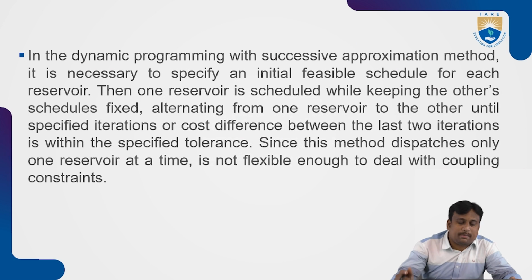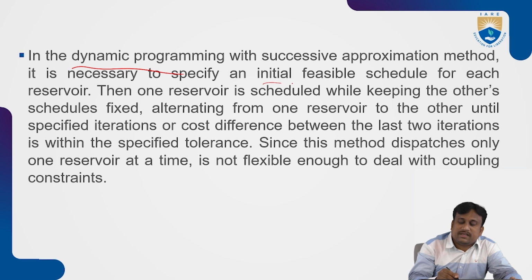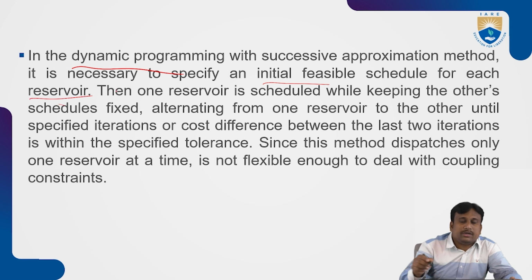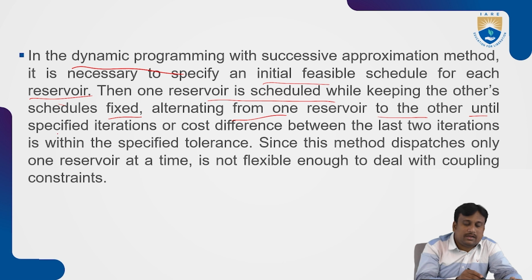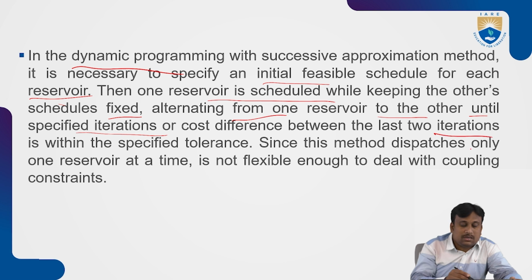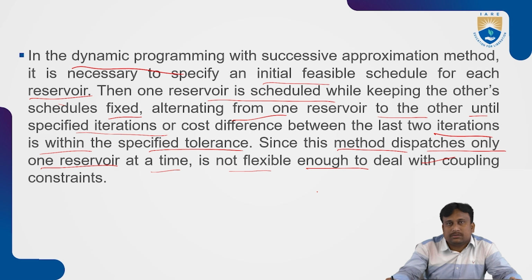In the dynamic programming method with successive approximation, it is necessary to specify the initial feasible schedule. One reservoir is scheduled while keeping the other schedules fixed, alternating from one reservoir to the other until the specified number of iterations is reached or the cost difference between the last two iterations is within the specified tolerance. That means this method dispatches only one reservoir at a time. This is not flexible enough to deal with the coupling constraints.